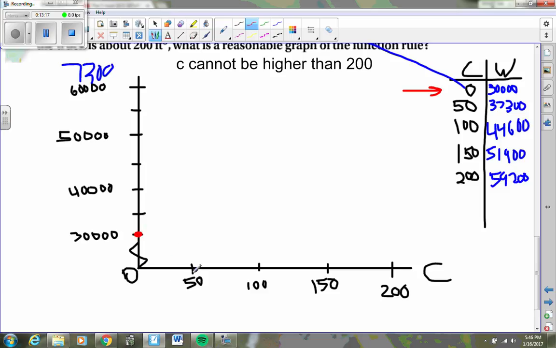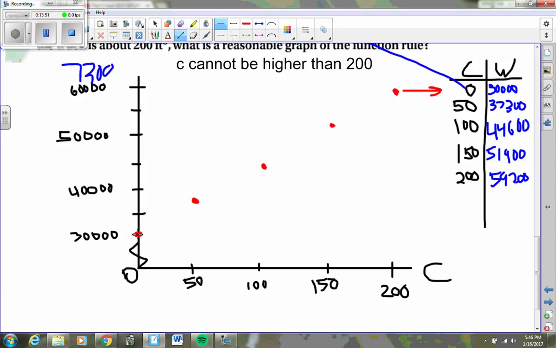0 in the C, 30,000 in the W will be right there. Okay, and then at 50, I'm at 37,300, which is like halfway between 35 and 40,000. Then at 100, I'm up at 44, which is almost up at 45, but not quite. At 150, I'm up at 51, which is just over 50. Right about there. And then at 200, I'm all the way up almost at 60,000. Okay, so now I've plotted my points. Now I can connect them with a line.